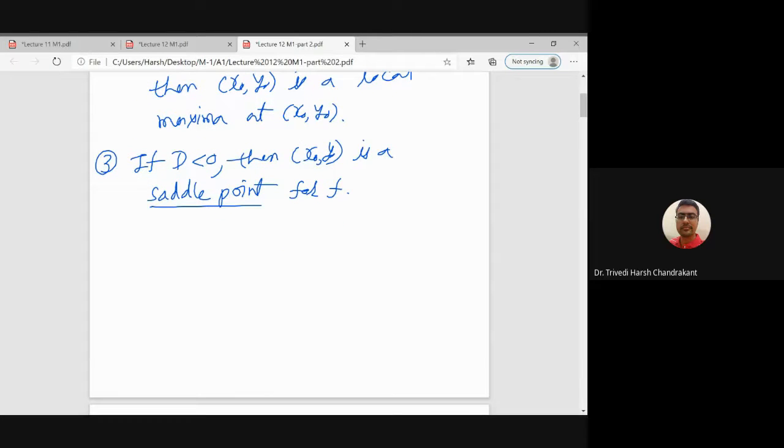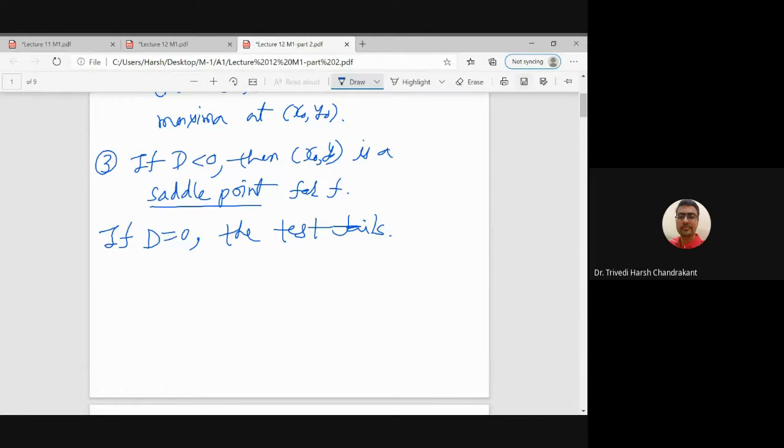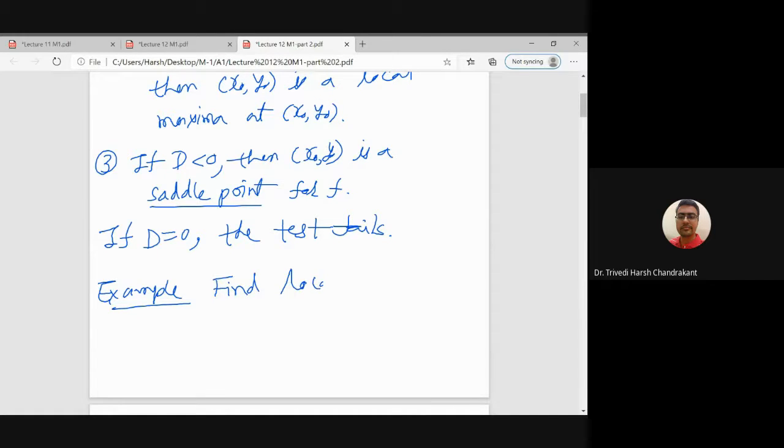And the last condition is if the discriminant is 0, the test fails. Right, so whenever the discriminant is 0 at (x0, y0), we can't conclude anything, whether the function has a maximum or minimum at that point. So let us see one example. Our function is: find the local maxima and minima.